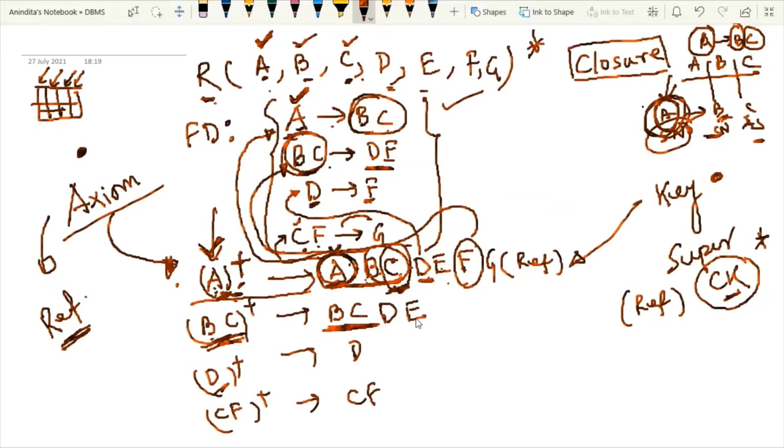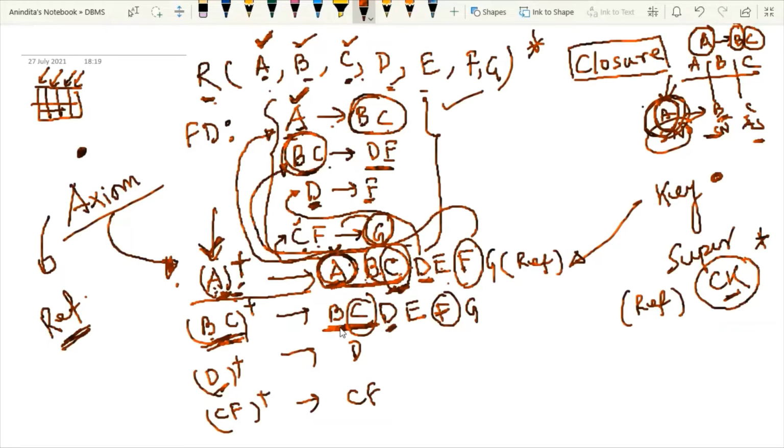Then again go for the same thing. Here it is visible that D is appearing over here, so I can include this F over here. I am just including this F. Then again I will check for C and F. Yes, CF is appearing. So copy this one, G, over here. This is the point you have to remember. So we keep on searching.